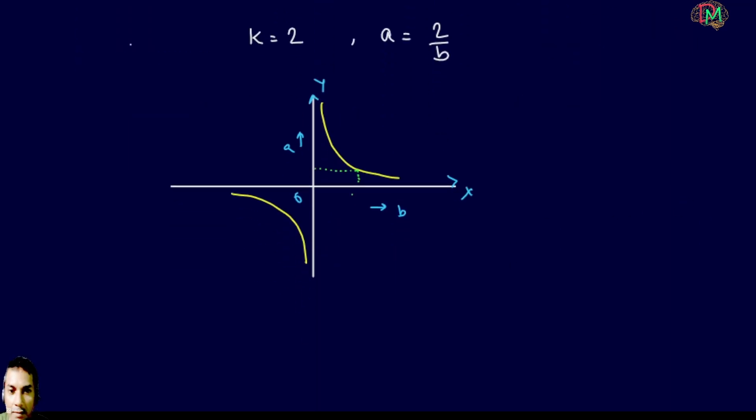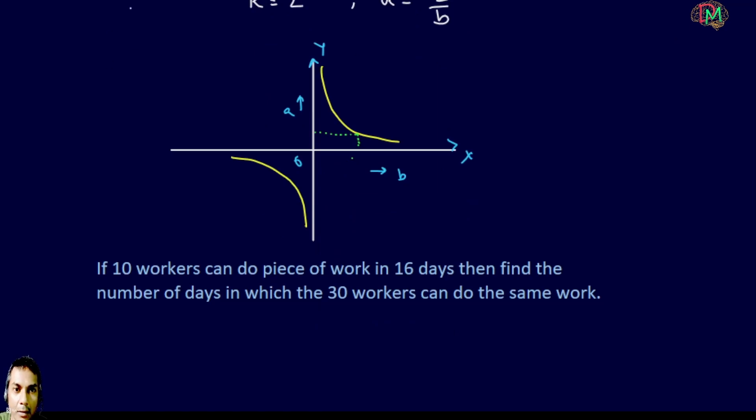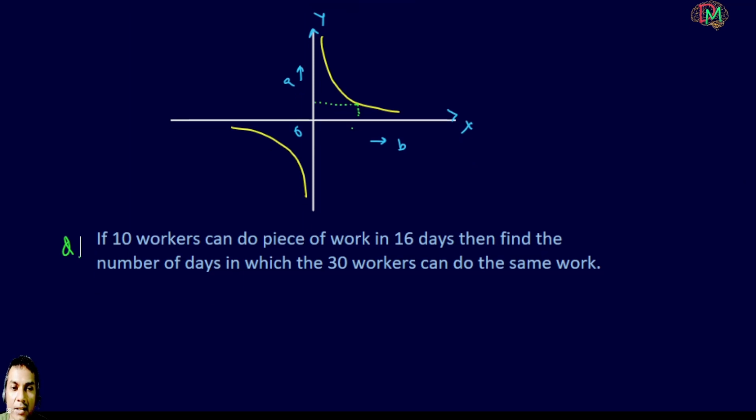So now take one example. 10 workers can do a piece of work in 16 days. Then find the number of days in which 30 workers can do the same. Now you have to identify the relation here, since the same piece of work is being done. So the number of workers is inversely proportional to the days required to complete the work.